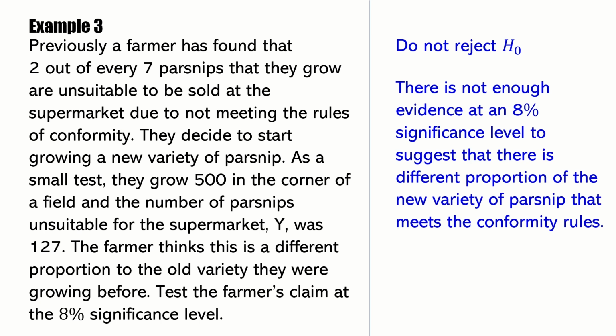So in the conclusion we are saying there's not enough evidence because we're disagreeing with H1, because we're not rejecting H0. We're mentioning the significance level of 8%, and then the wording at the end is again making sure we're relating back to that context, relating directly back to that claim, almost parroting back the wording in that claim to answer it by saying that there is not enough evidence to suggest there is a different proportion of the new variety of parsnip that meets the conformity rules. Basically, not words I come up with myself, I'm just reusing words that were in the actual question itself.